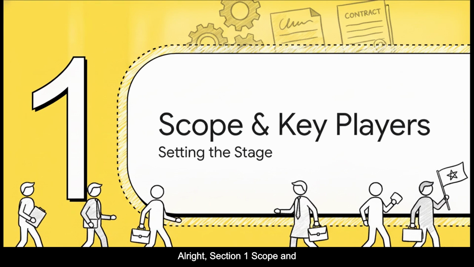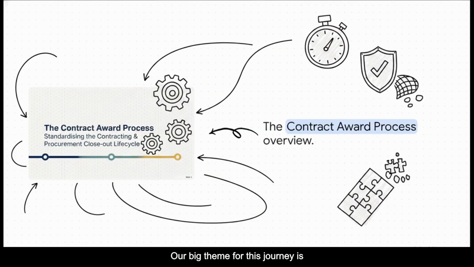All right, Section 1, Scope and Key Players, setting the stage. Our big theme for this journey is standardizing the contracting and procurement closeout lifecycle. Now, you might be wondering, why does standardization even matter at this stage? Well, because a unified approach saves an absolute ton of time. It plugs critical legal loopholes, and for sure, it ensures nothing falls through the cracks at the 11th hour.